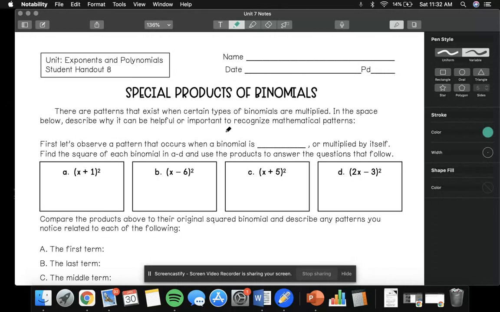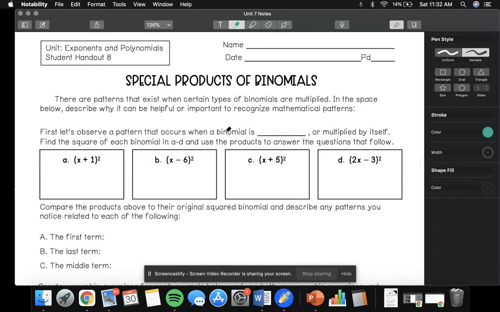So in the space below, describe why it would be helpful or important to recognize mathematical patterns. So I think of patterns as just maybe doing it a little bit faster and quicker.